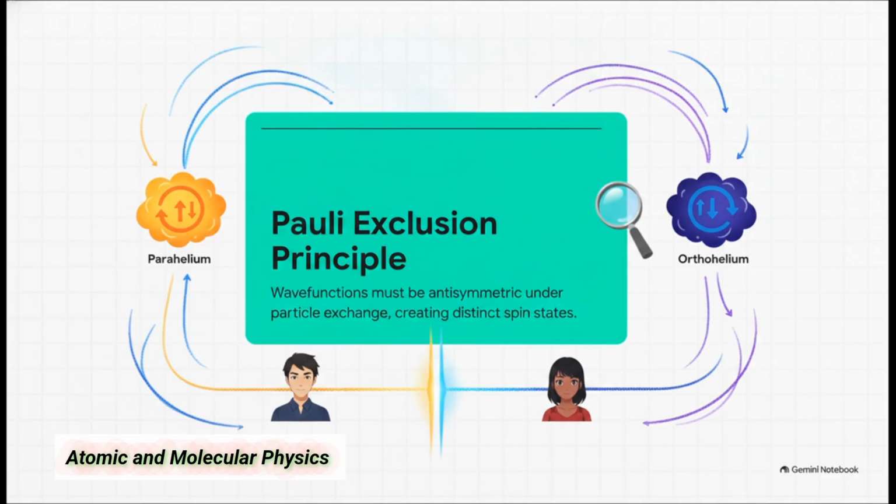This whole new level of complexity is governed by the Pauli exclusion principle. It dictates that total wave functions absolutely must be anti-symmetric under particle exchange. Physically, this forces our helium into distinct uncoupled energy states. You've got parahelium, which is a spin singlet, and orthohelium, a spin triplet, with antisymmetric wave functions that actually end up sitting lower in energy.